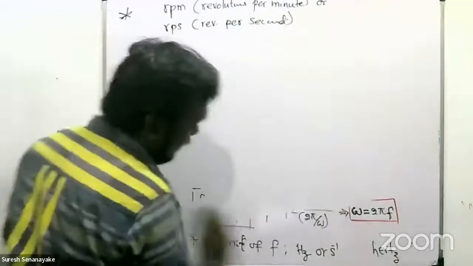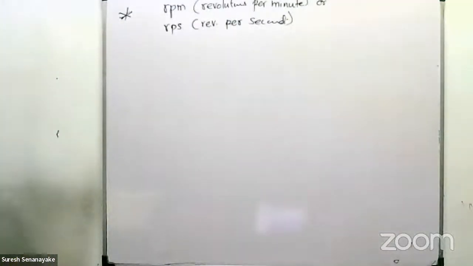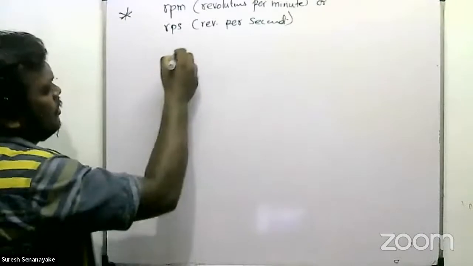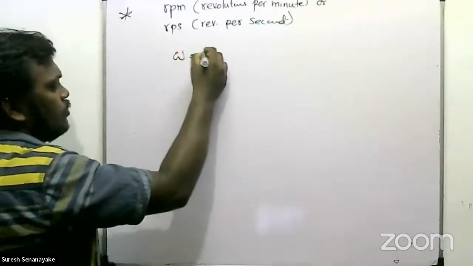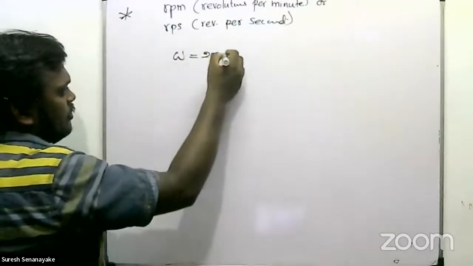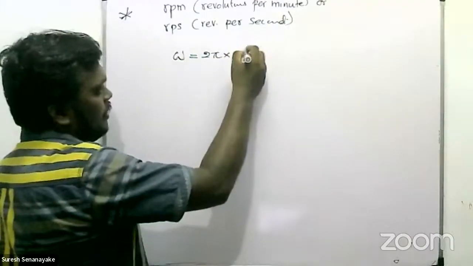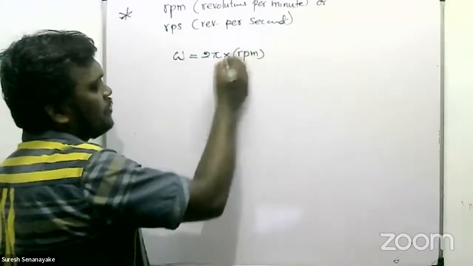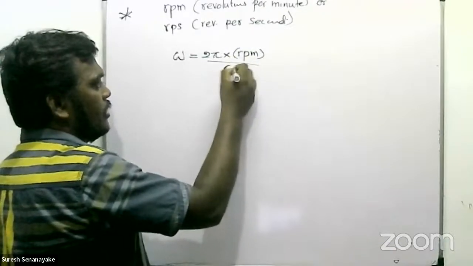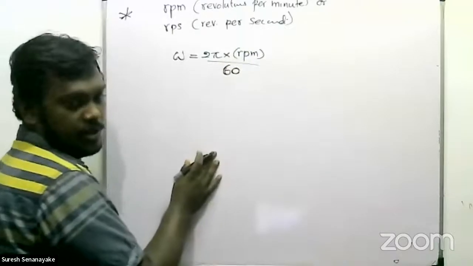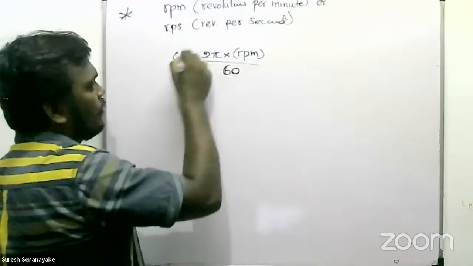Then let's see how to find the omega with this one. Omega, let's say omega is in RPM, that's 2 pi into the frequency in RPM, right? To write in RPM, this is per minute now, so you need to divide it by 60. This is the value of RPM. You need to divide it by 60, multiply it by 2 pi, and then you can find the omega.